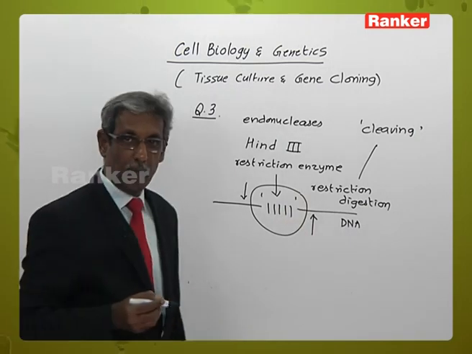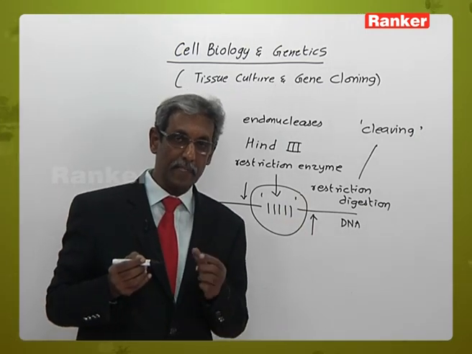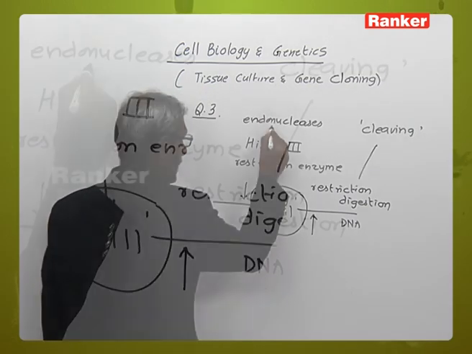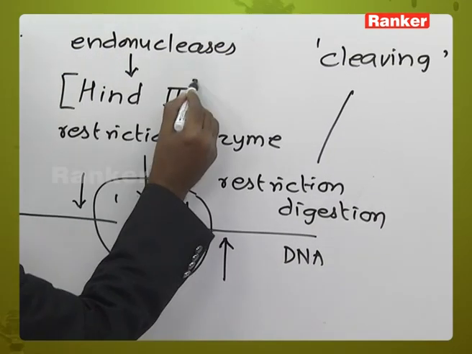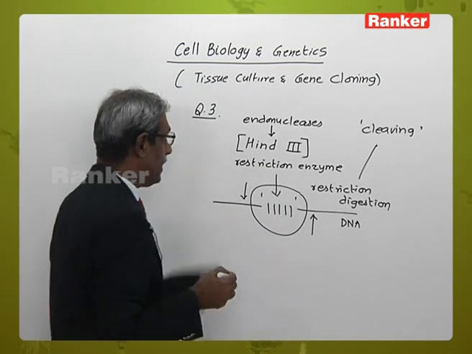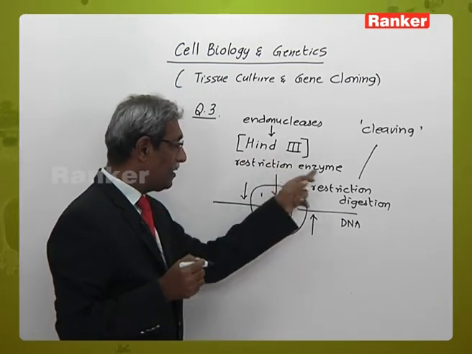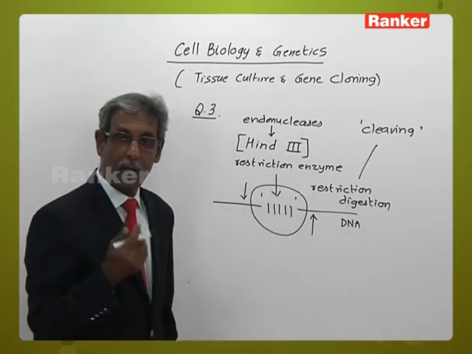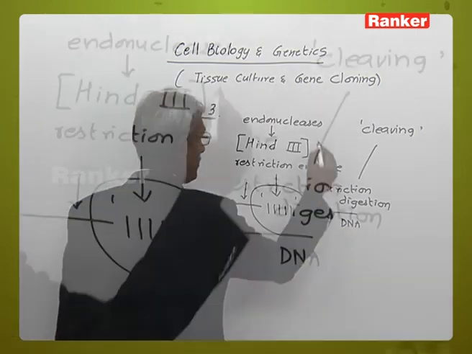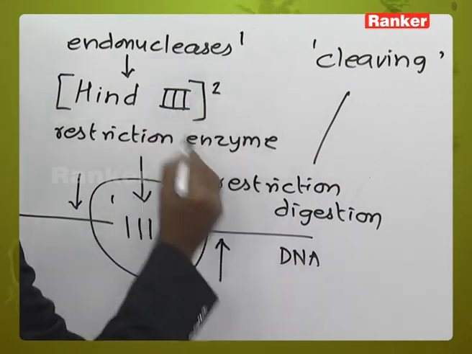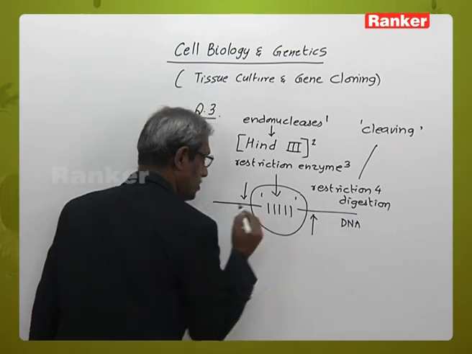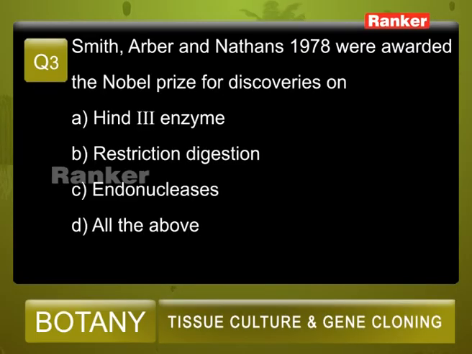So, under the broad category of endonucleases are enzymes which are within the nuclease. They can cut the DNA segments. So, under the broad category of endonucleases, we have HindIII. HindIII is a restriction enzyme. Under the endonucleases category are restriction enzymes, and these restriction enzymes can perform restriction digestion. So, the Nobel Prize for Smith, Arber and Nathans had been given for the discovery of endonucleases, specifically HindIII, by identifying the restriction enzyme which causes restriction digestion with relation to specific sequences. Hence, for question number 3, the right answer is D.